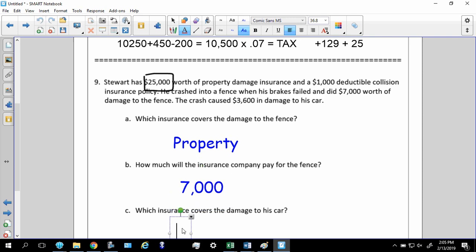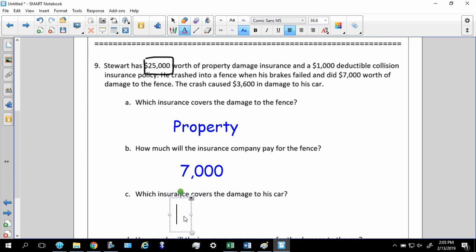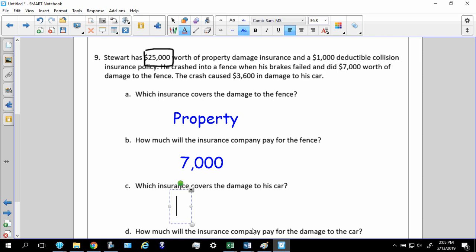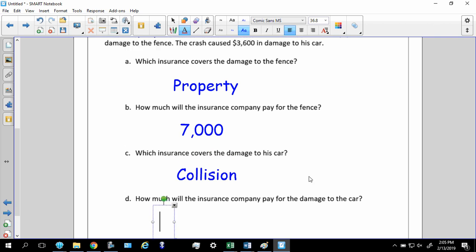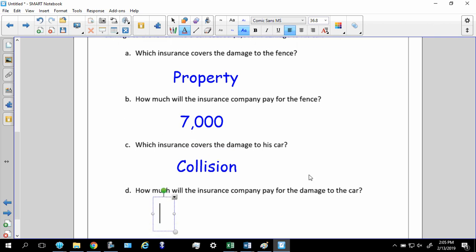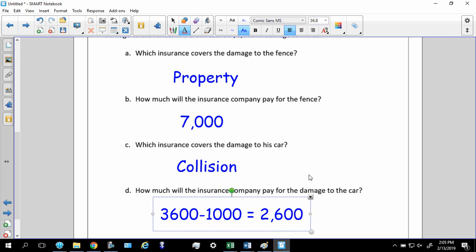Now, what insurance pays for his car? Remember, Stewart is at fault here, so we are going to use his collision insurance because that's what pays for it. He has a $1,000 deductible. That means what you've got to pay first before the insurance kicks in. The original cost of the car is $3,600, but he's got to pay his $1,000 deductible, so the insurance will cover $2,600.